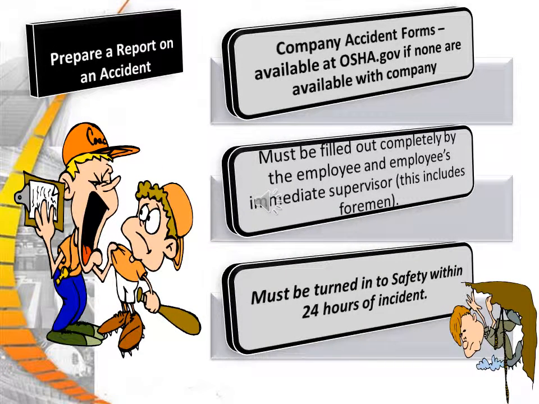You can find accident report forms at OSHA.gov if none are available within your company or with your insurance company. They must be filled out completely by the employee and by the employee's immediate supervisor. This includes the foreman. They should be turned in to the person responsible for safety within 24 hours of an incident.